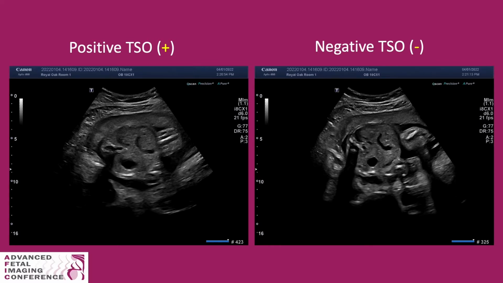So if you're having a hard time tweaking and making that image just a smidge better, try bringing down your TSO into a negative number and let the machine do the hard work for you.